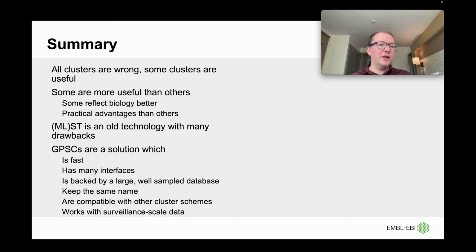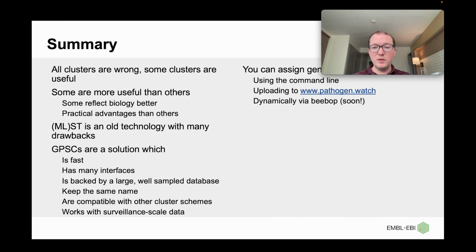So in summary, we can come up with lots of different cluster schemes with various different advantages. We want to pick clusters which are useful, clusters which reflect biology and have practical advantages. We think that GPSCs do this better than gene-by-gene approaches, particularly MLST. It's fast, there are many interfaces, we keep the database up to date, and names are consistent. If you want to use other cluster schemes, you can still get MLST out of it, so it's not either or, you can use both. And it'll scale to the future as we get more and more genomes available.